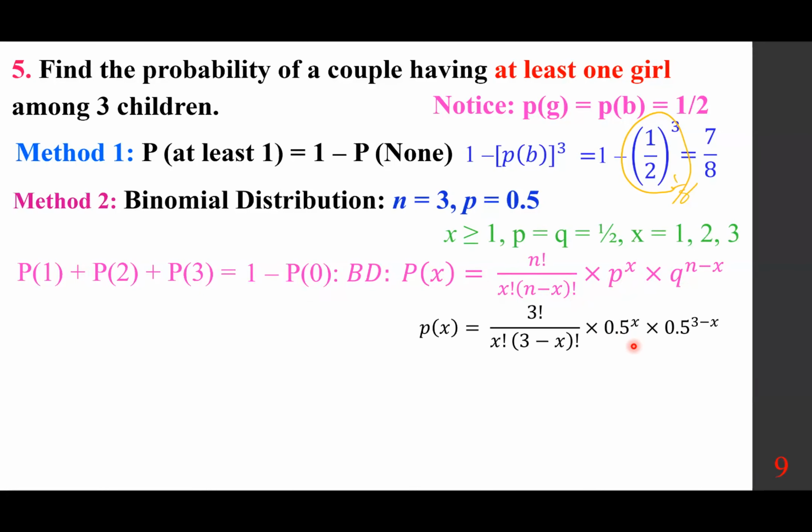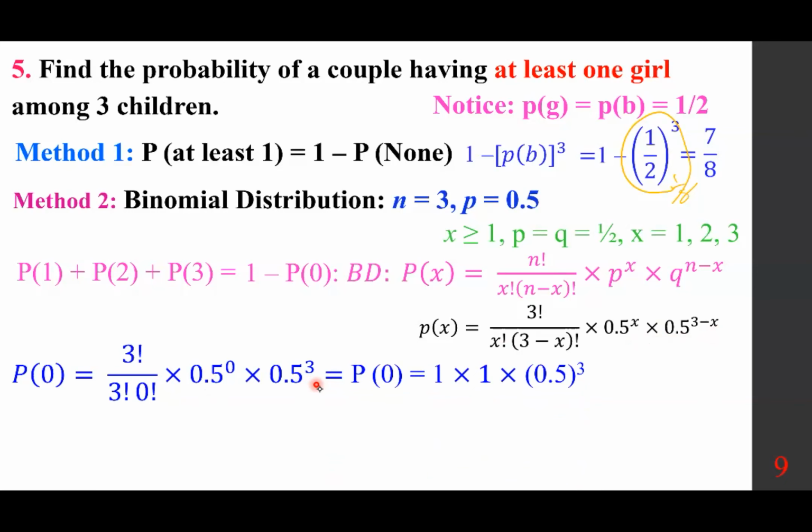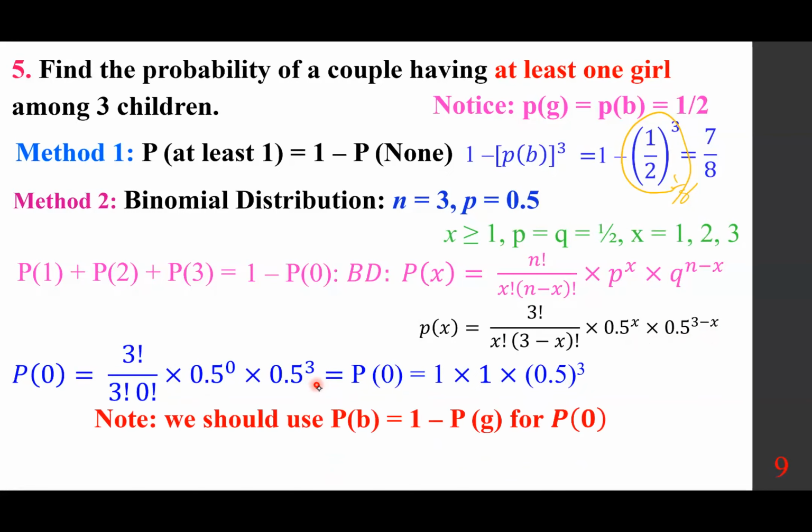And again, that's what I mean. Let's assume this is 0.6. Then you put 0.6 here, 0.4 here, okay? You want to be very careful with that, the way you use it. So we're going to calculate this one and subtract it from 1. So P of 0 is 3 factorial over 3 factorial times 0 factorial, this one to the power of 0, this one to the power of 3. And I hope you realize this is 1, this is 1. 0.5 cubed, or 1 over 8, or 0.125 is the answer. So 1 minus that.